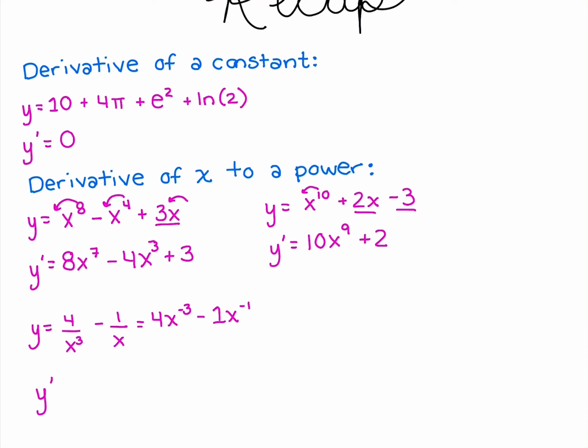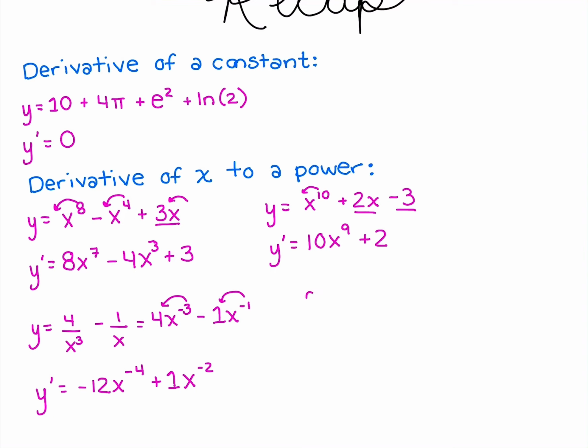That was not the derivative that we took, since we did not bring the power down and subtract 1 for the new power, but now we're ready to. 4 times negative 3 is going to give us negative 12. x to the negative 3 minus 1 is negative 4. Bring down the power again. Negative 1 times negative 1 is going to be a positive 1. And then we have x to the negative 1 minus 1 is negative 2.